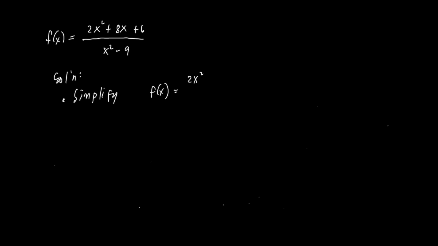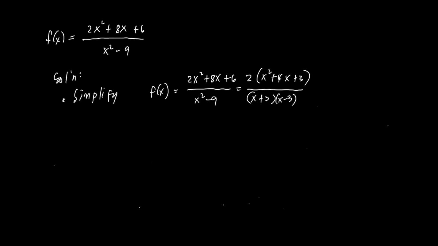f of x is equal to 2x squared plus 8x plus 6 over x squared minus 9. For the numerator, we can factor out 2 first. We have x squared plus 4x plus 3. Then the denominator is a difference of two squares, so that means that's x plus 3, x minus 3.